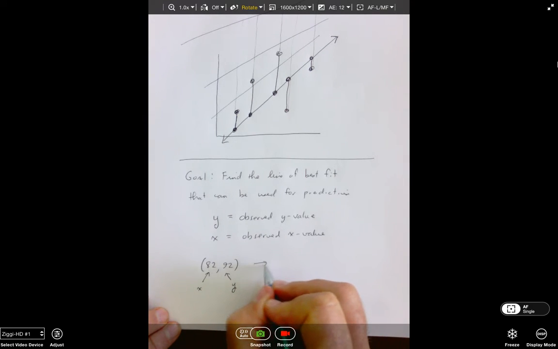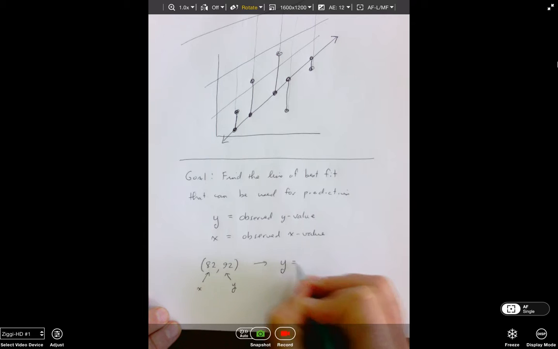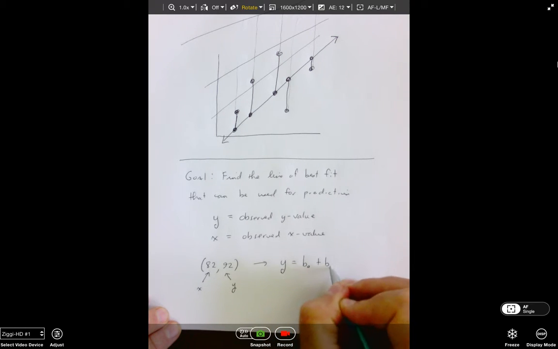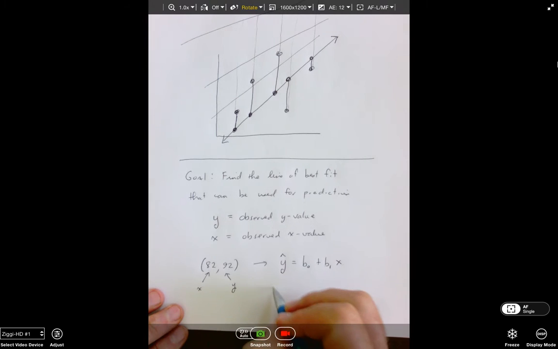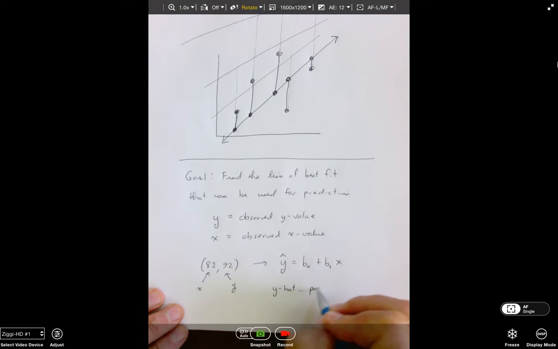But our model is used for prediction. So when we put our x values into our model, we won't necessarily get the y value that we observe from the person. Because of that, we change the y value in the equation to what we call y hat.